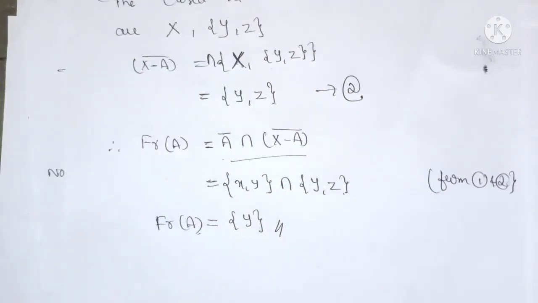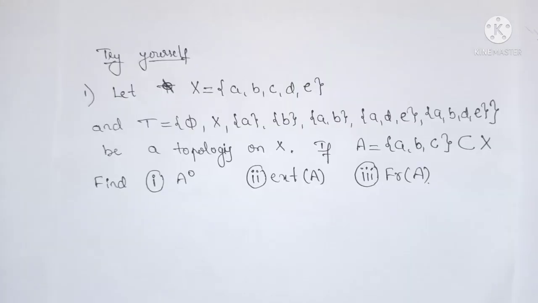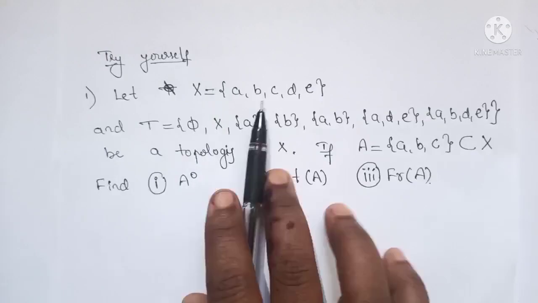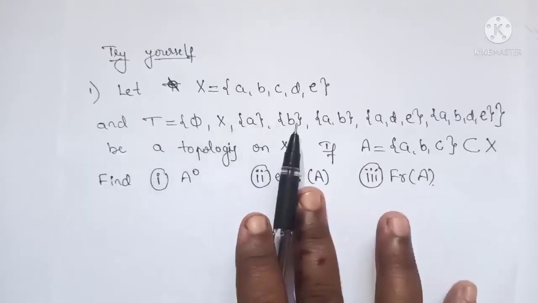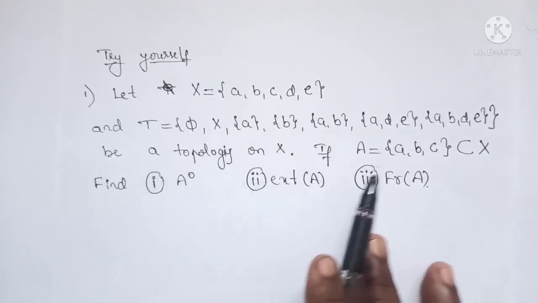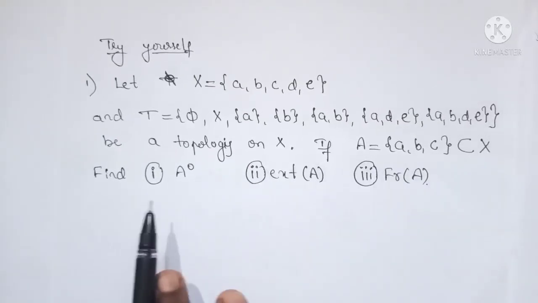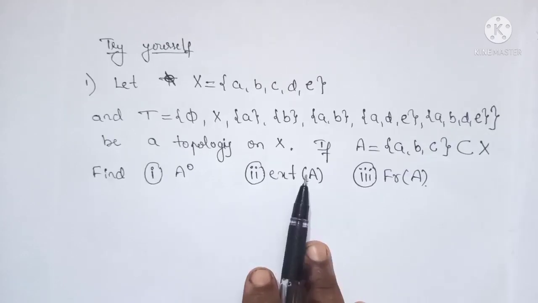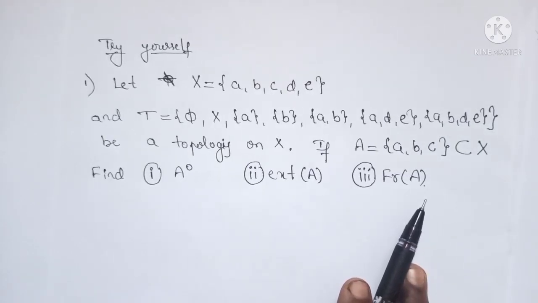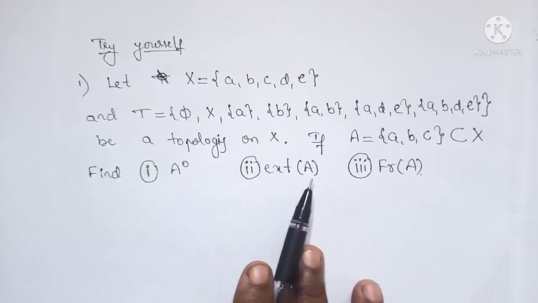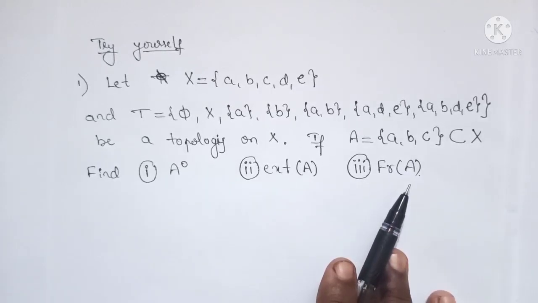You try this problem by yourself. Here X is given by {a, b, c, d, e} and T is a given topology. Then if A is equal to {a, b, c}, a subset of X, find the interior, exterior of A and frontier of A. By using the definitions of interior, exterior and frontier, you can find the interior, exterior of A and frontier of A easily.